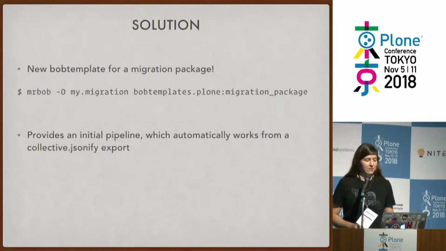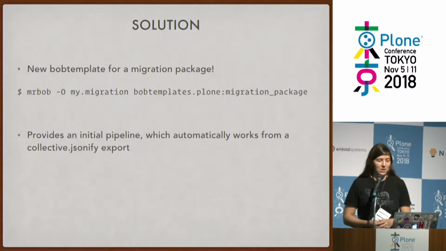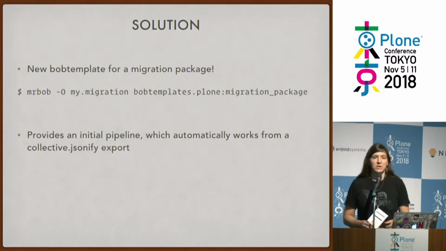So the solution that I had for that was I created a Bob template package that will create setup and migration for you. It provides an initial pipeline, which will automatically work from a collective.jsonify export. So at this point, if you are exporting from a Plone site and importing into a new Plone site, using this migration package will be very easy for you to actually get all that imported over.